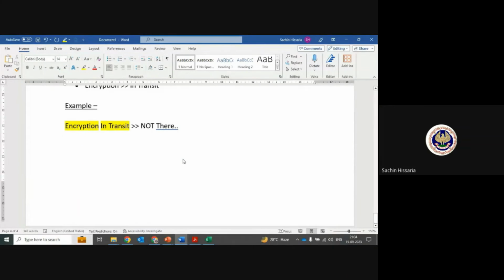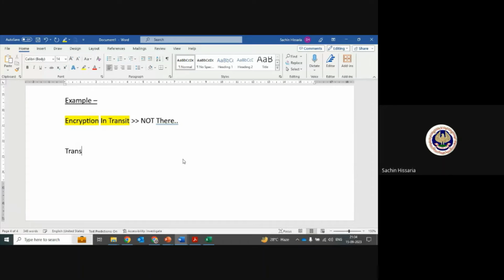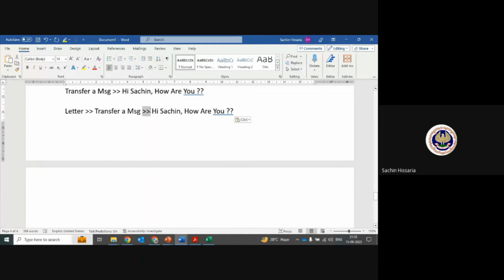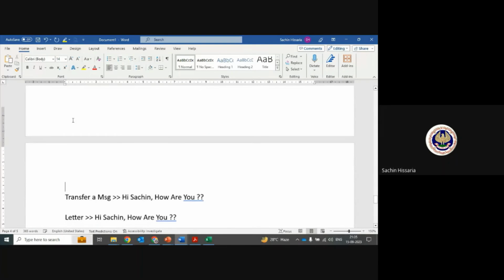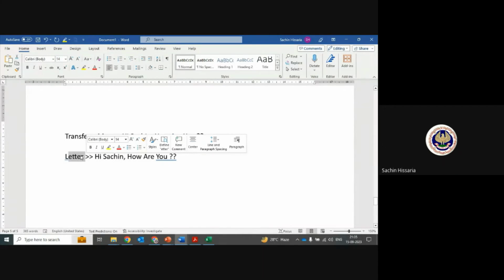I will tell him that suppose you need to transfer a message to another person. This is your message: Hi Sachin, how are you? Now there are two ways of transferring this message. Earlier, in the older scenario, we were sending letters. Suppose you write this message as is: Hi Sachin, how are you? Now, what is the risk here? I will explain that if any unauthorized person has access to that letter, he may read your message. So this is a risk.